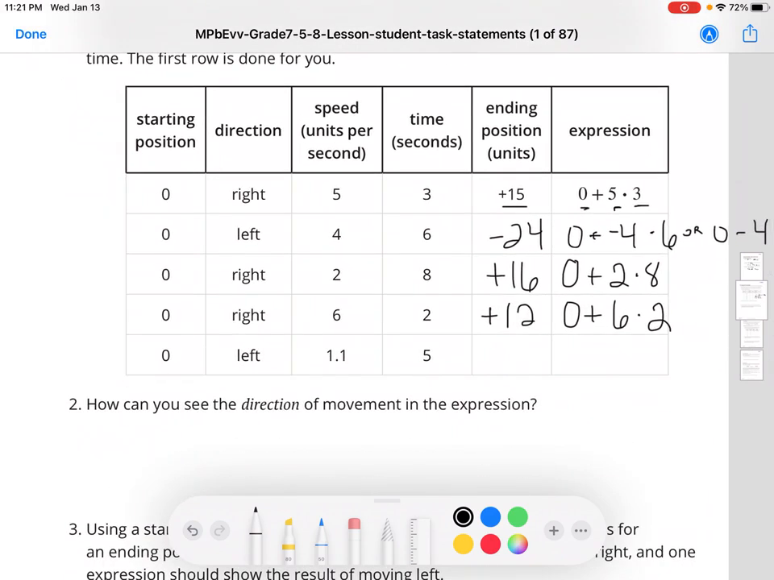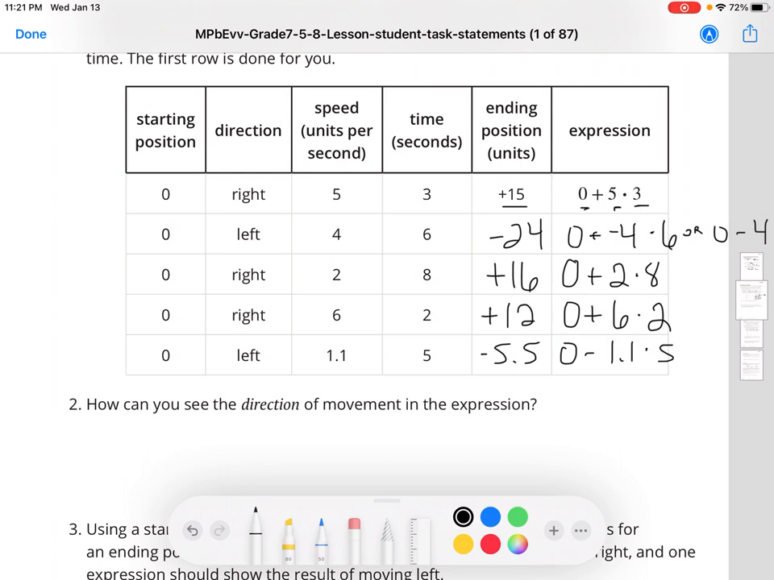Okay, last one. So we're moving left now at 1.1 units per second for 5 seconds. Negative 5.5 would be our ending position. So 0 minus 1.1 times 5.